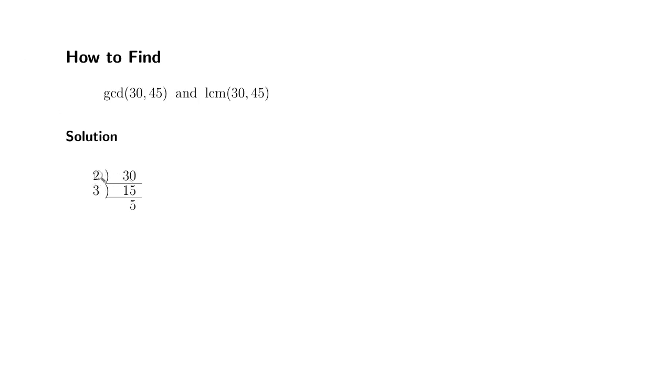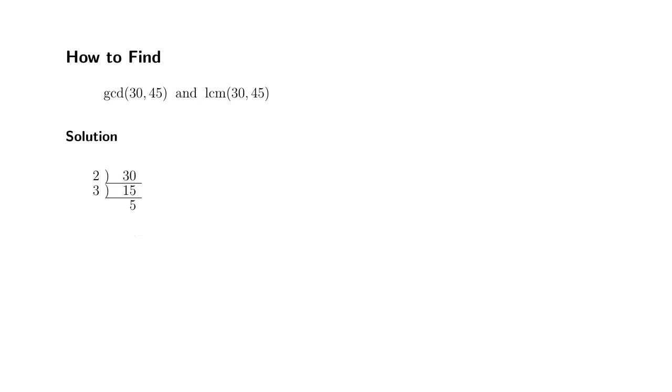So start with the smallest prime number, 2. 30 divided by 2 gives you 15, right? 15 is not divisible by 2, so we're going to go to the next prime number, 3. 15 divided by 3 gives you 5, and then 5 is a prime number, so you stop, right?